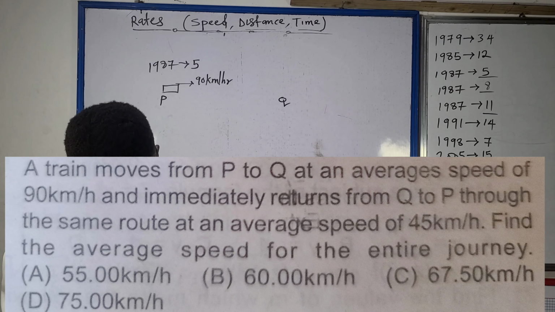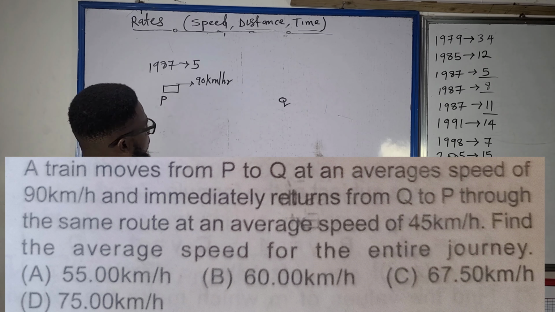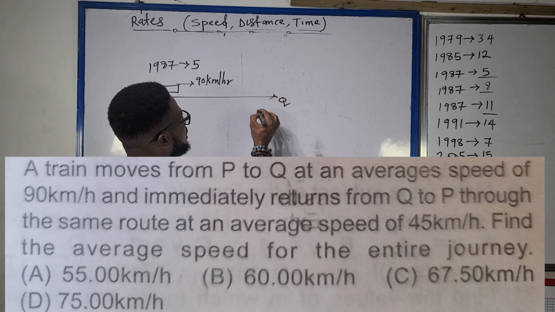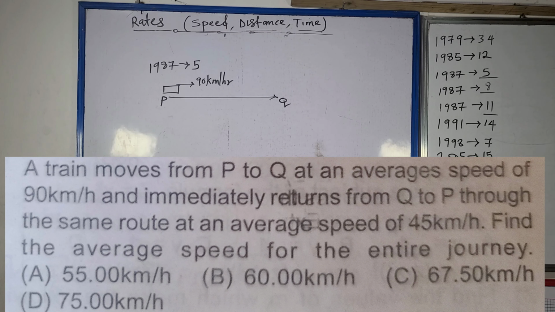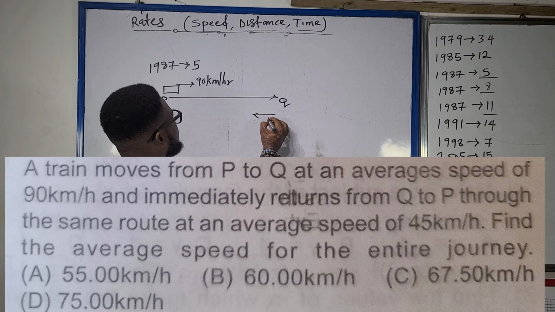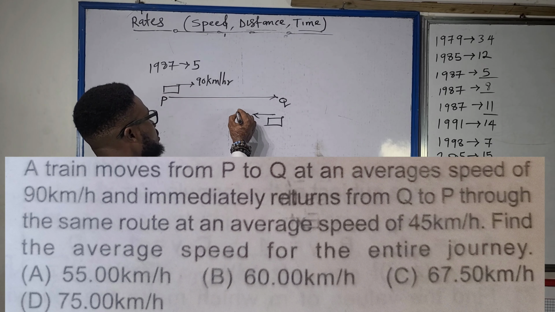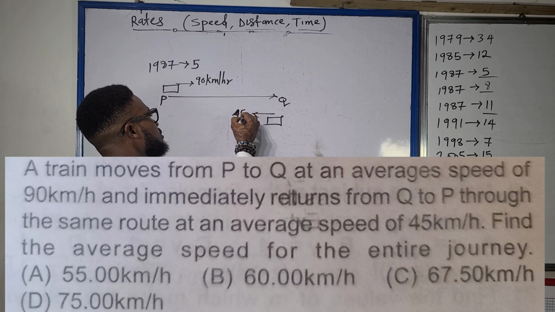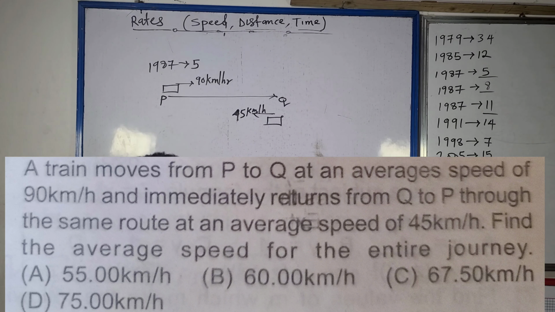So it had moved from P to Q. That's the first part of the question, and immediately returns from Q to P through the same route at an average speed of 45 kilometers per hour. Okay, returning now. The train returned at an average speed of 45 kilometers per hour. Okay, find the average speed for the entire journey.